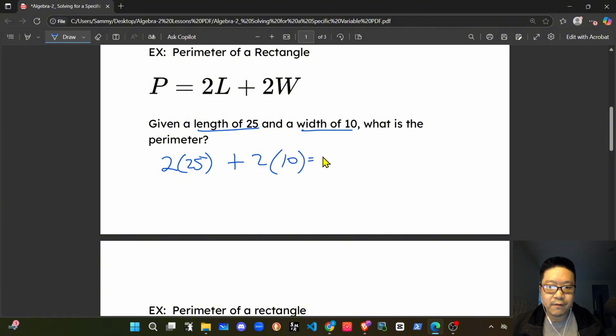2 times 25 is 50. 2 times 10 is 20. This gives us a perimeter of 70. So P equals 70.